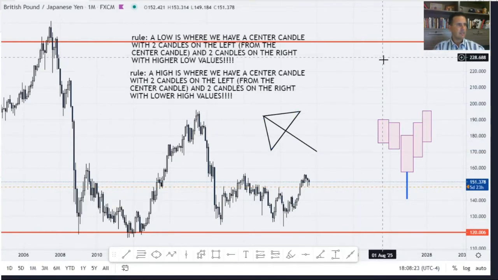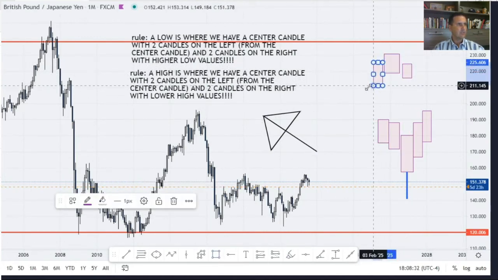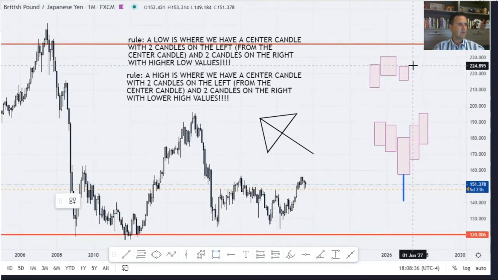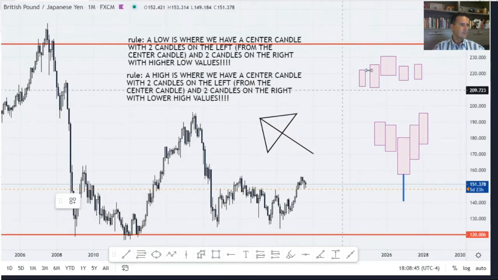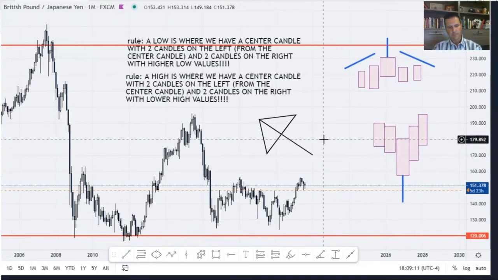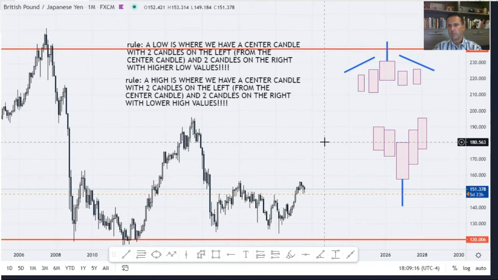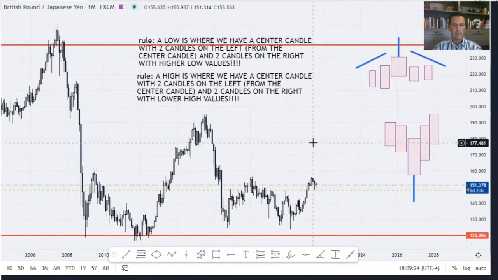So let's draw the high. Center candle, and again they come in all shapes and colors, with big wicks, small wicks, long wicks, whatever. But we have a center candle with 2 candles on the left and 2 candles on the right. Could be something like this, right? So a high is where we have a center candle with 2 candles on the left from the center candle and 2 candles on the right with lower high values. And we check this with the numbers here. We just move the mouse. Any questions so far? Then we're going to check USD CAD and Euro dollar. Any questions so far? What is a high? What is a low? Any questions?